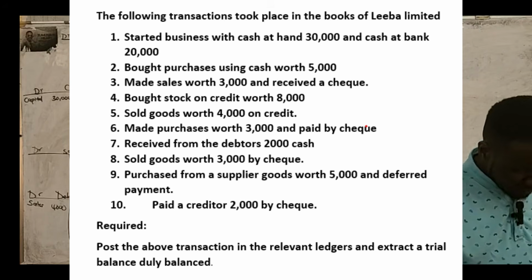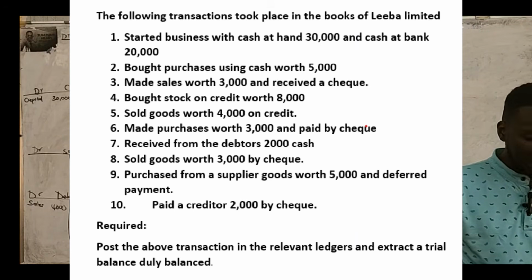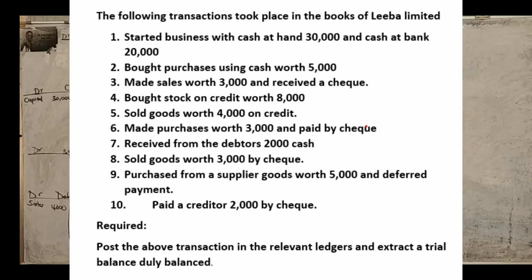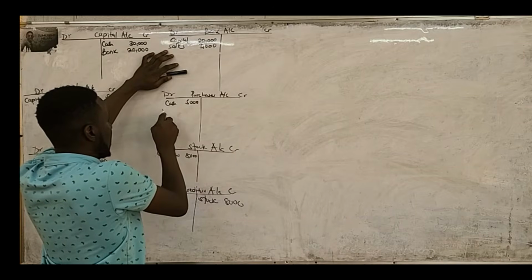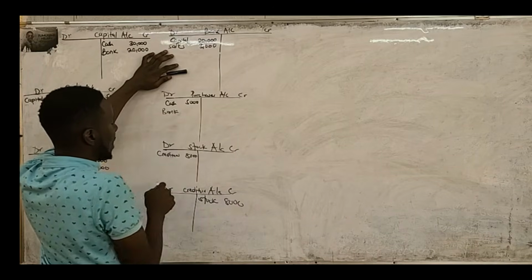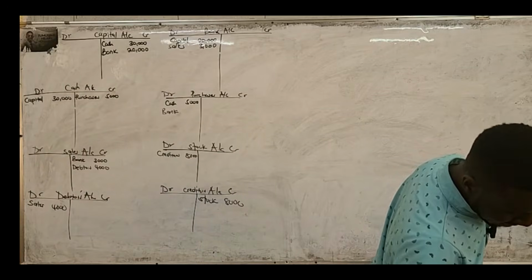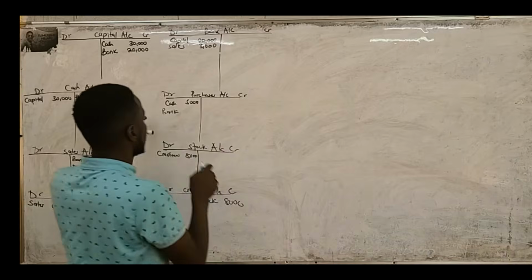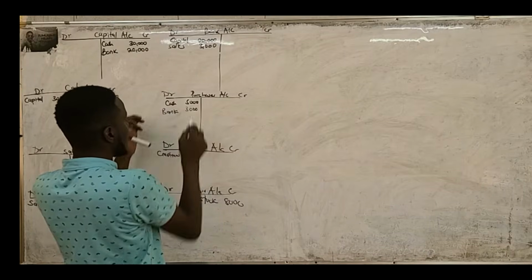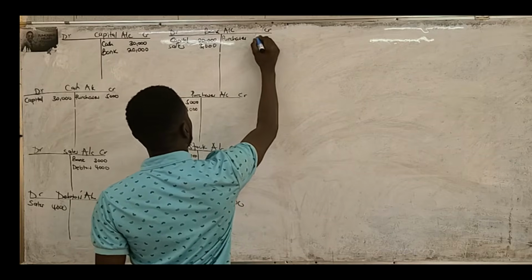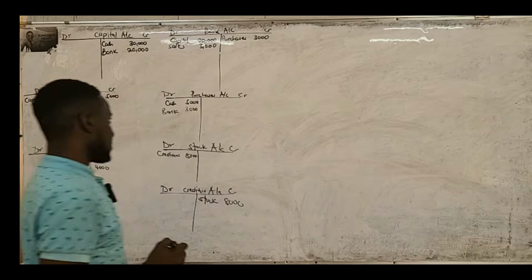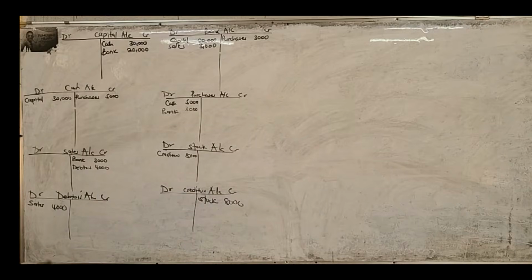Then they're saying made purchases worth 3,000 and paid by check. Now we have the purchases account already, and then we have the bank account already. So they're saying we made purchases, and of course we paid by check. So we come and say bank, and the purchases were how much? If you check through again, the purchases were worth 3,000. So since we paid by check, we shall come and indicate our purchases here of 3,000. Just like that. So that's how it moves.